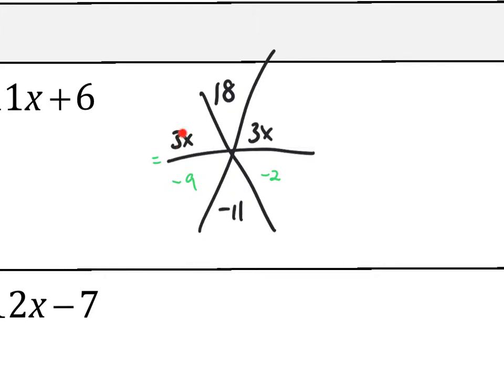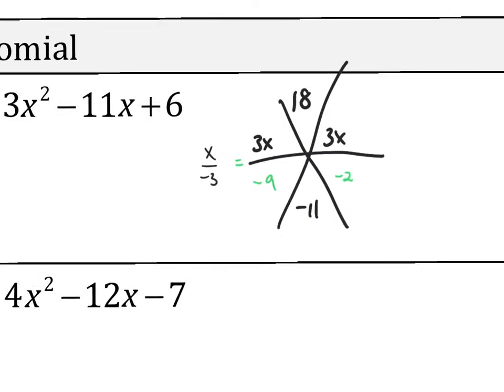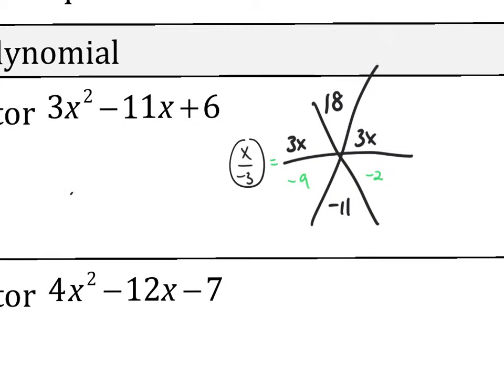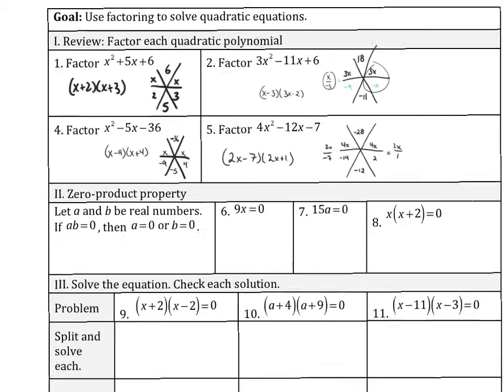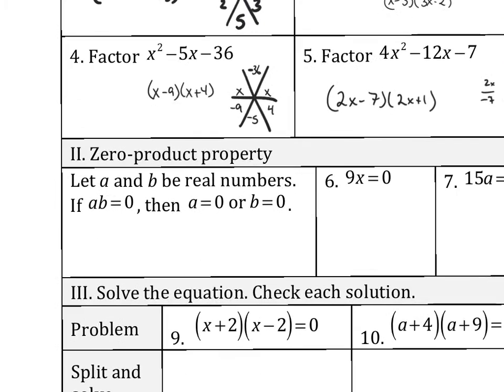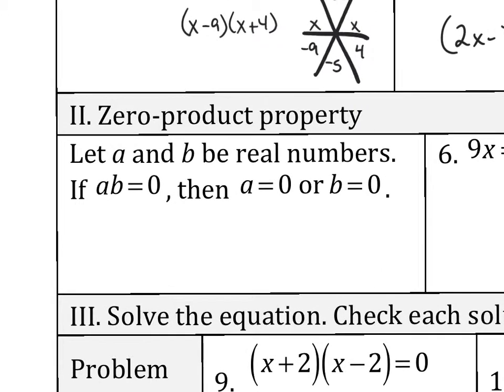Now what I'm going to do is treat each of these as a fraction, and simplify it as if it were a fraction. So here I can divide both of these by 3 to get x and negative 3. So here's one of my factors, x minus 3, and here's the other factor, 3x minus 2. And we are done.